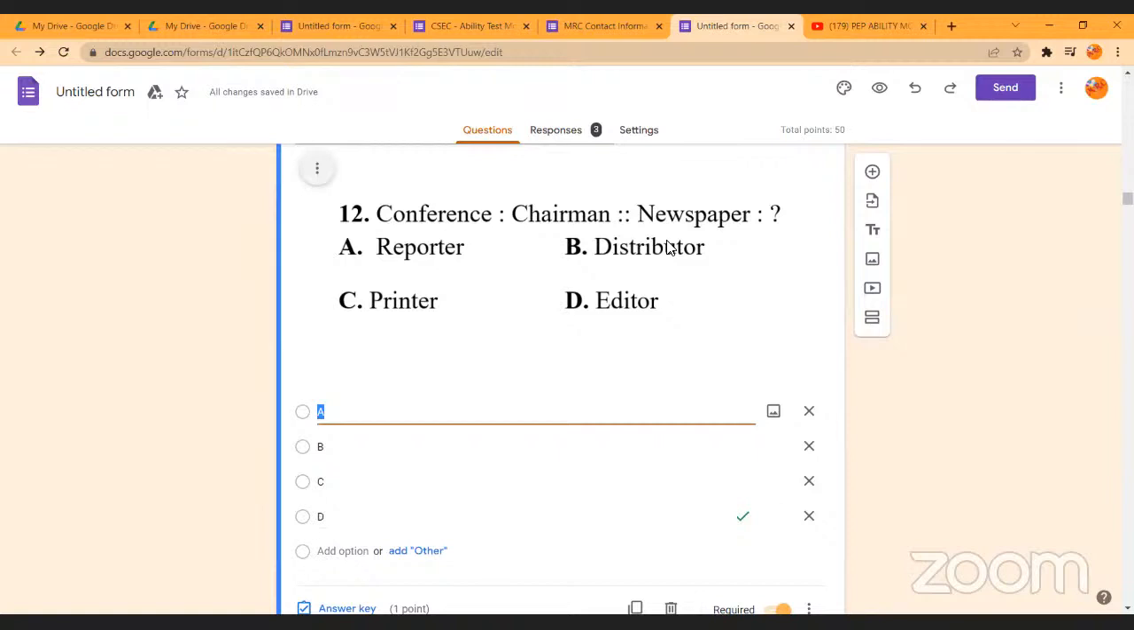So you look at that, say for instance, conference is to chairman. As you said, the chairman is chairing the conference. So the newspaper now, the editor is the one that has that final touch on the articles. You understand? So the editor is the one finalizing those articles. All right, so the editor.